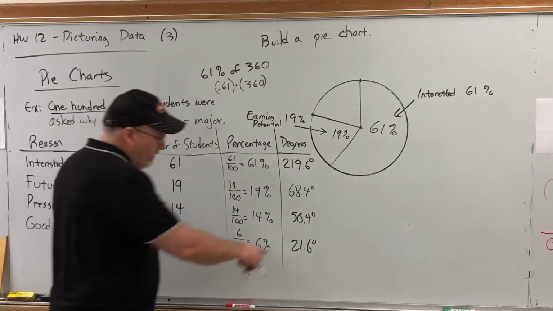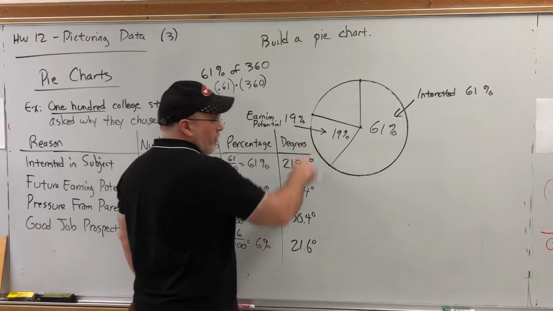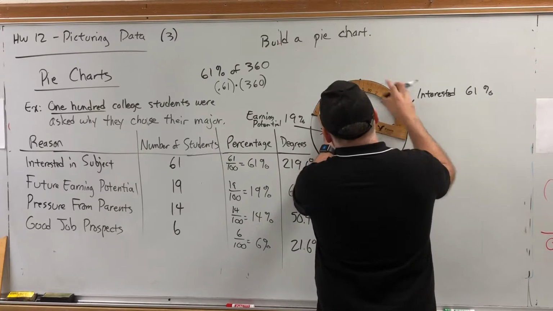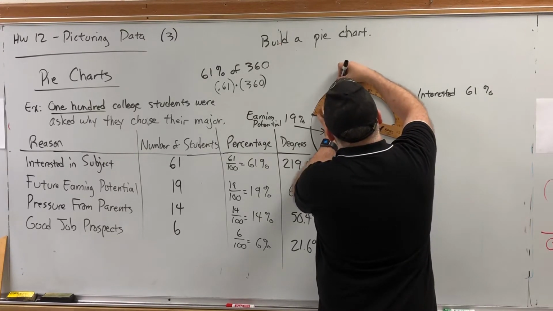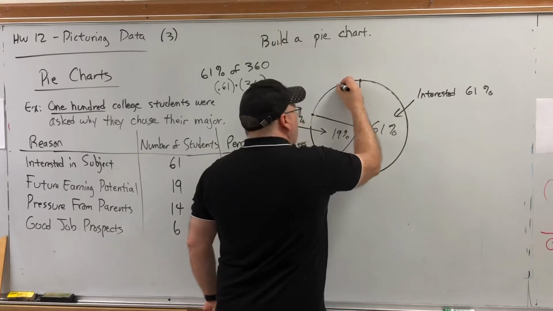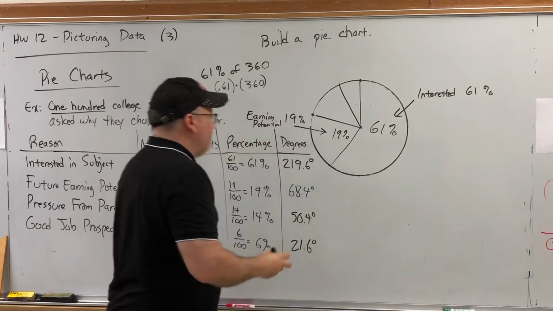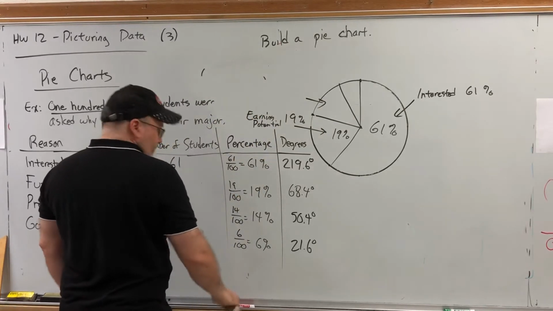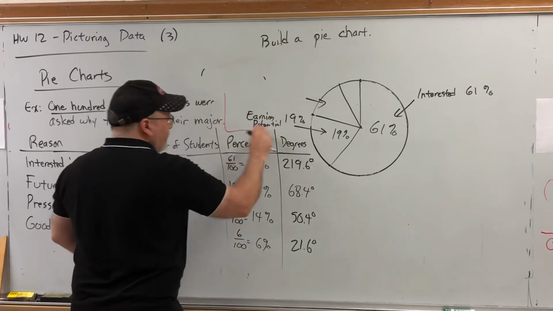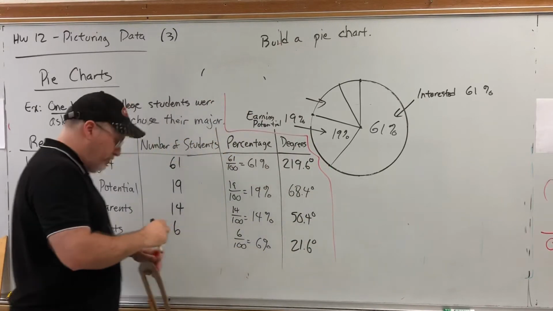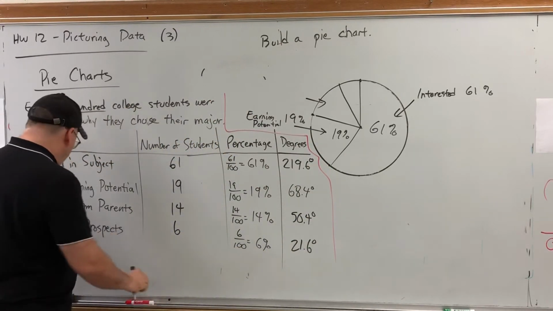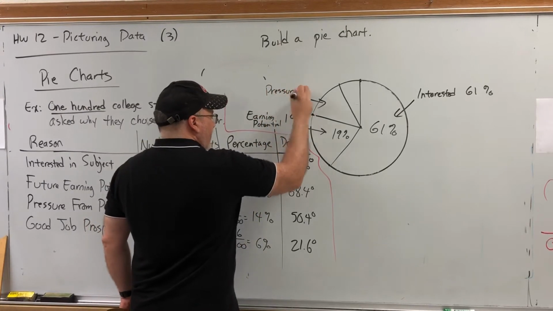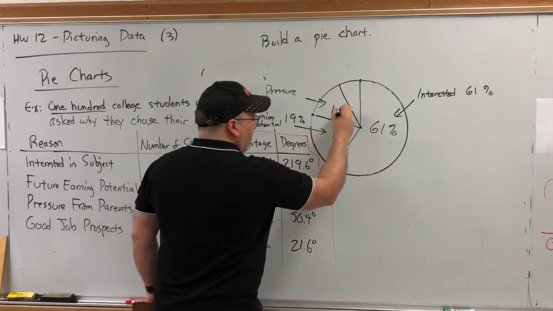The next slice is 50.4 degrees, so I would measure it from the end of the previous slice. So 50.4 is about here, roughly. And that slice represents, I should have changed colors. Let's just do this. Sorry folks, I didn't think about this too much in advance, shame on me. The third category was pressure from parents. We'll just write pressure, and that was 14%.